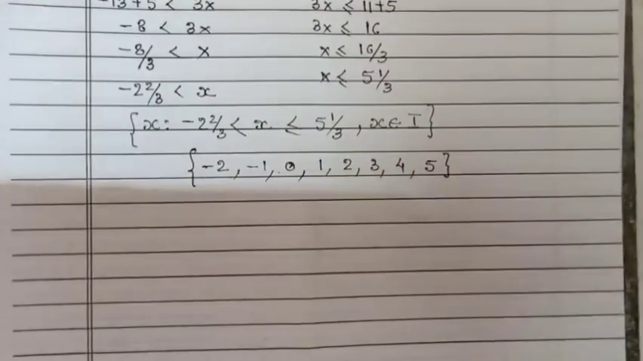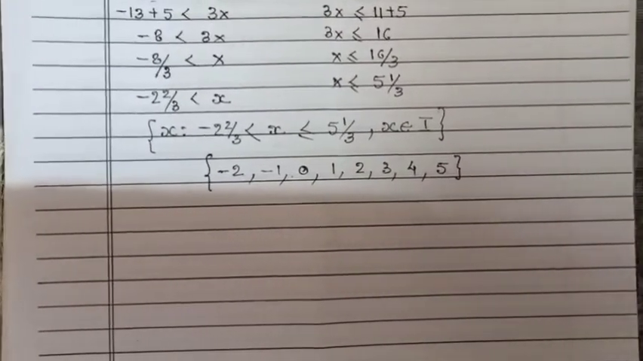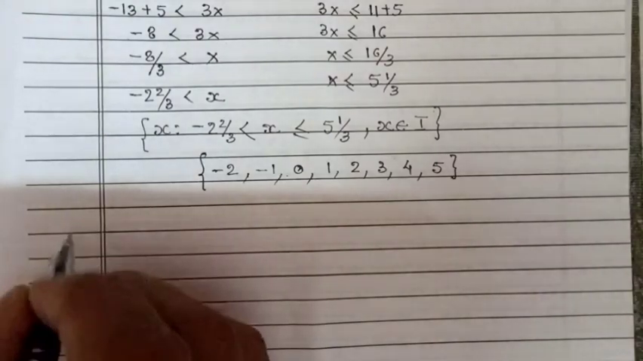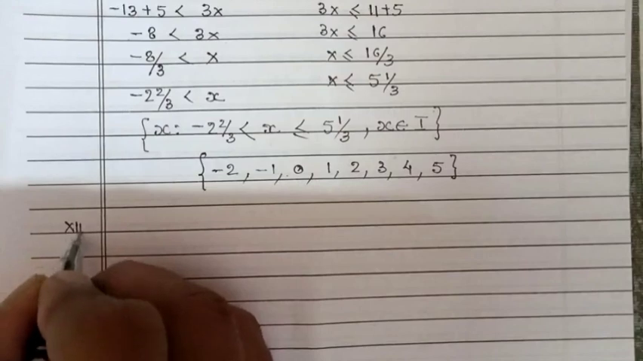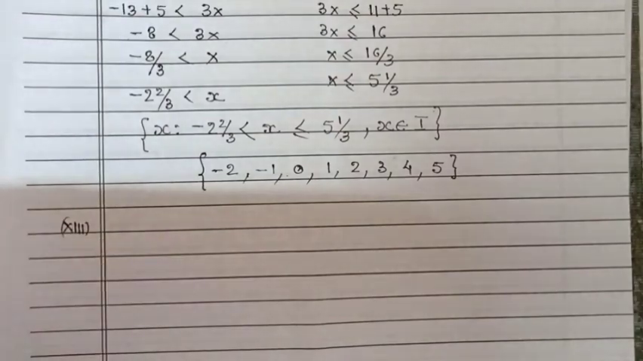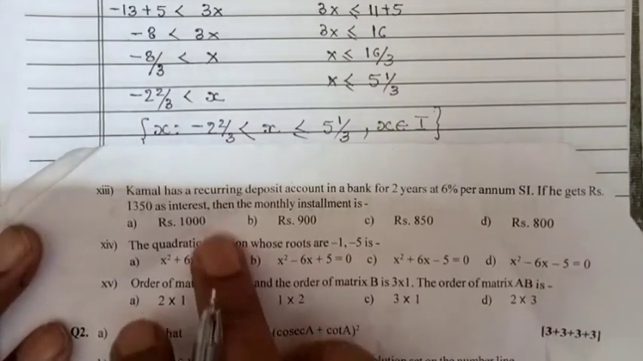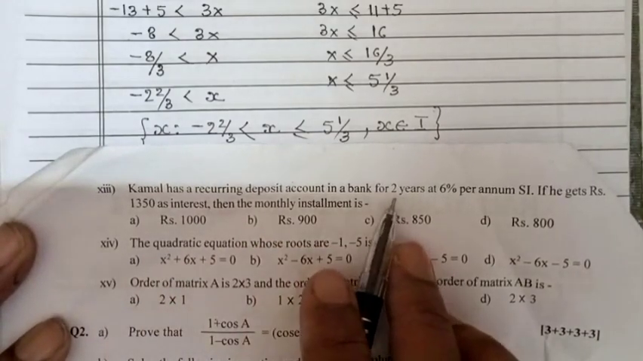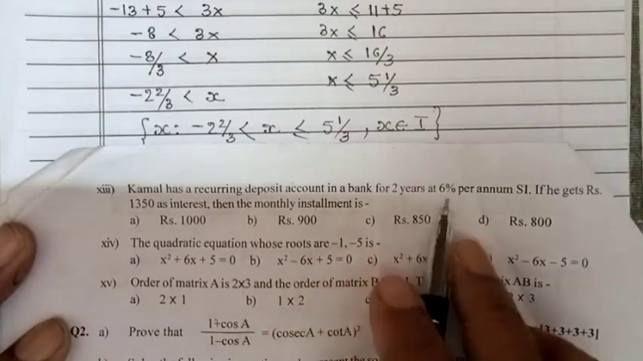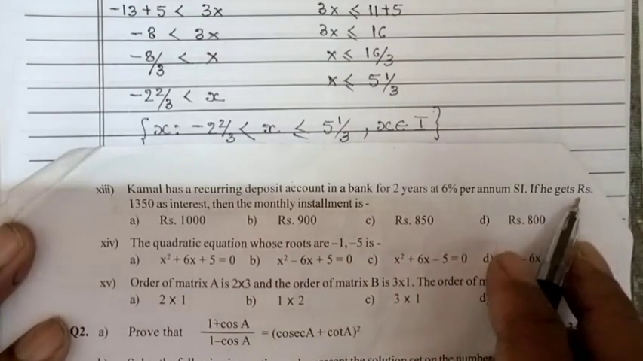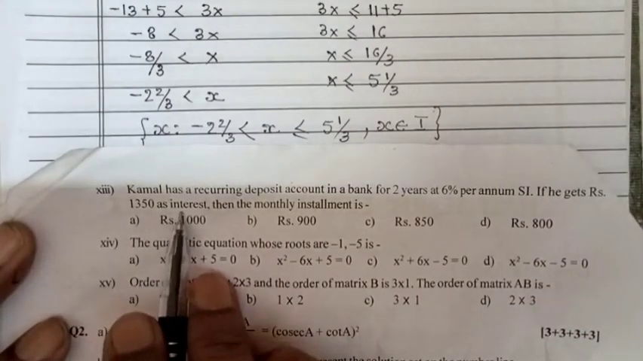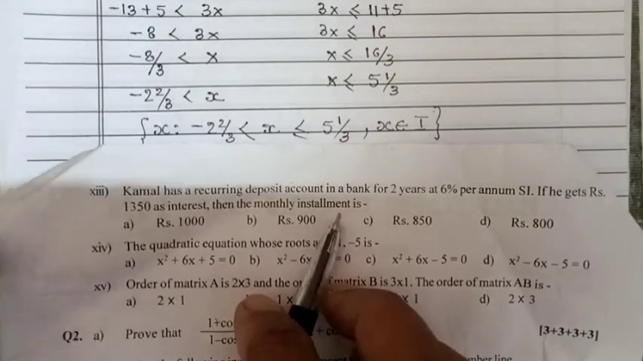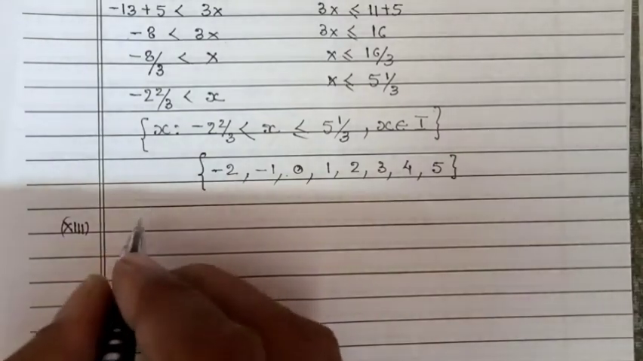Now the next one is we have the 13th part. Okay. Now see the question number 13. 13th part says Kamal has a RD account in a bank for 2 years. Time is given 2 years, rate is given 6%, and if he gets rupees 1350 as interest, you have to find the monthly installment. Okay, so let's see what is given.